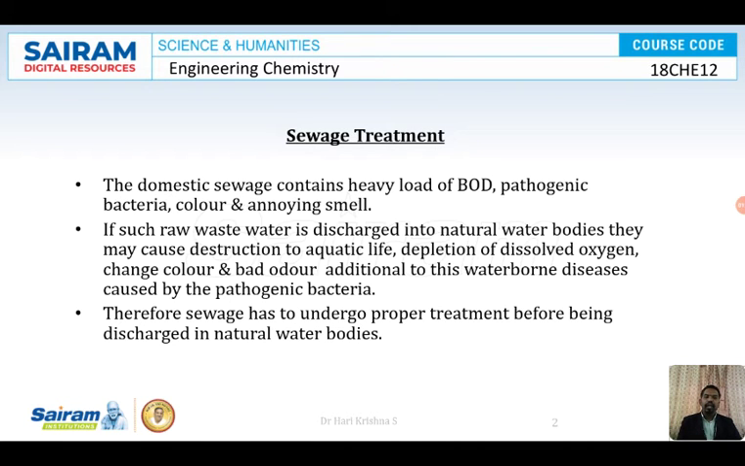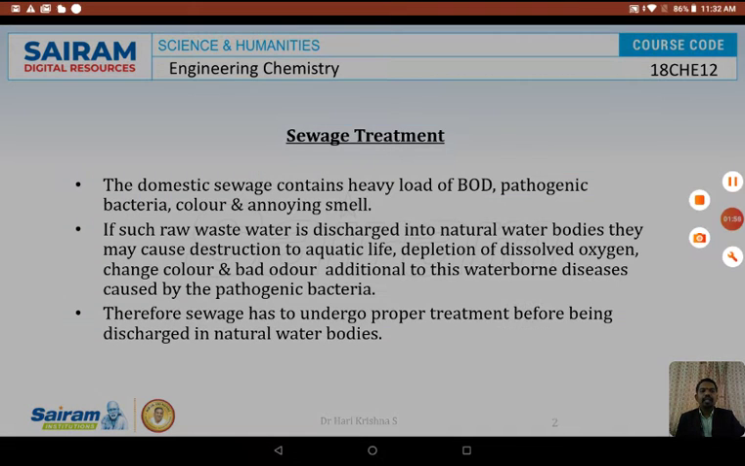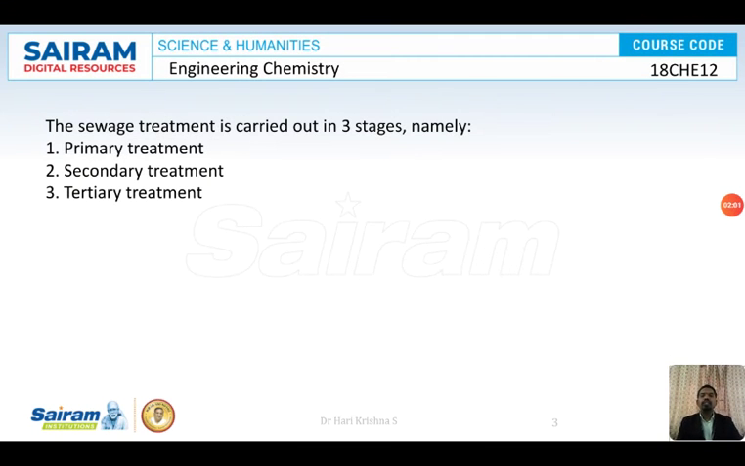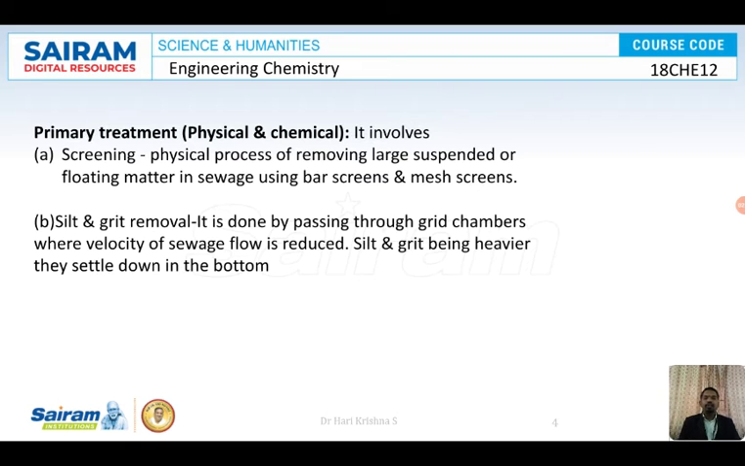How it is treated, we'll see one by one. There are mainly three steps. What are those three steps? Sewage treatment is carried out in three stages, namely primary treatment, secondary treatment, and tertiary treatment. What do we mean by primary treatment? Primary treatment involves removal of solids, suspended and floating particles.